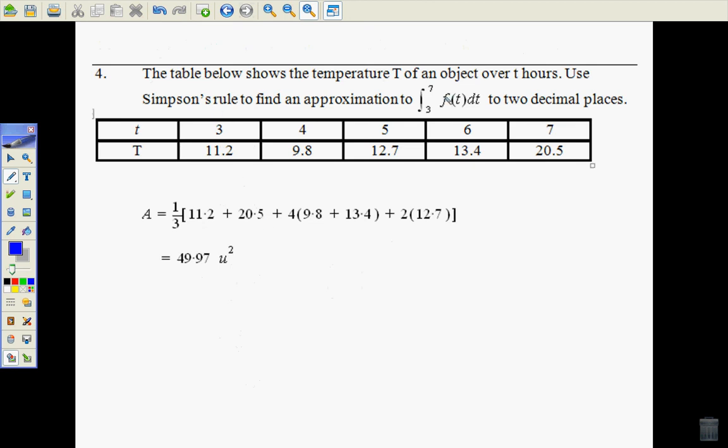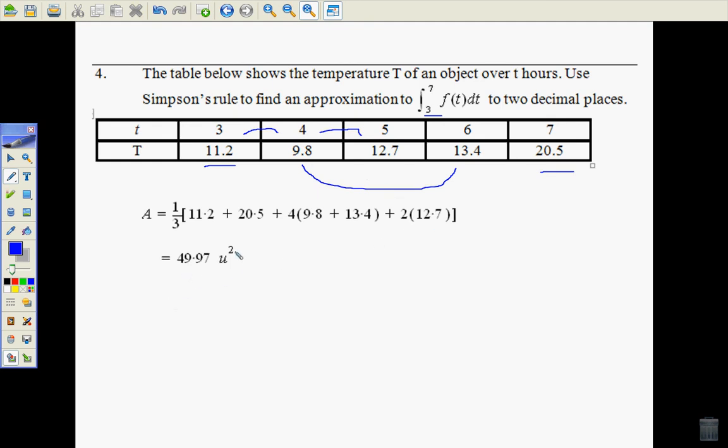Again, Simpson's rule, going from 3 to 7. In the table here we see that the value of h is 1 because it goes up by 1 each time. So that's our value of h. Our first value is 11.2, our last value is 20.5. Then we're taking 4 times the 9.8 plus the 13.4, which are odd values, and our even value would be 12.7. So we're going to take 2 times that, and we throw it into the calculator.